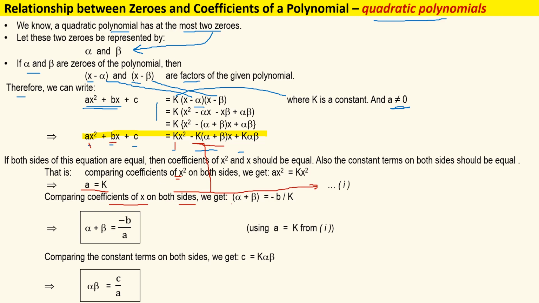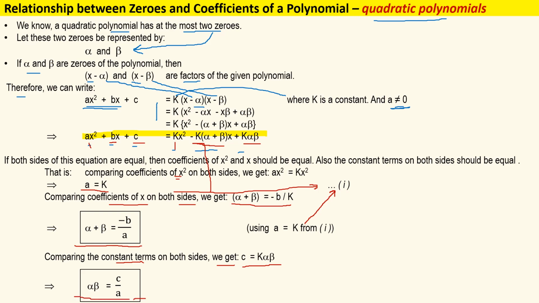So if we compare these two coefficients, we get alpha plus beta is equal to minus b by k. That is, alpha plus beta is equal to minus b by a, and of course we are using here the fact that a is equal to k, which we deduced from statement number 1. Similarly, if we compare the constant term on both the sides, we get k alpha beta is equal to c, that is c is equal to k times alpha beta, and this gives us alpha beta is equal to c divided by a.